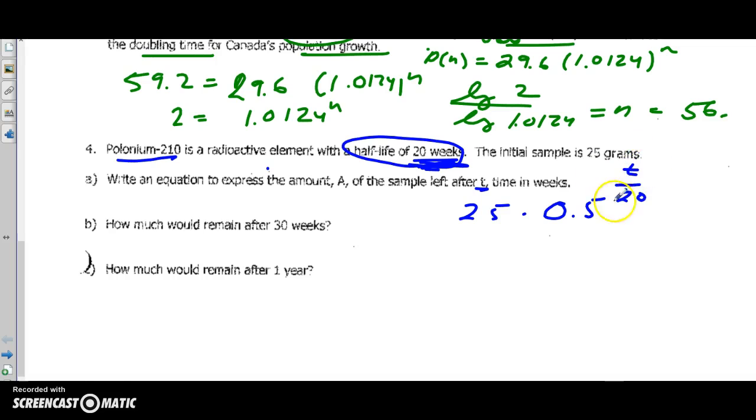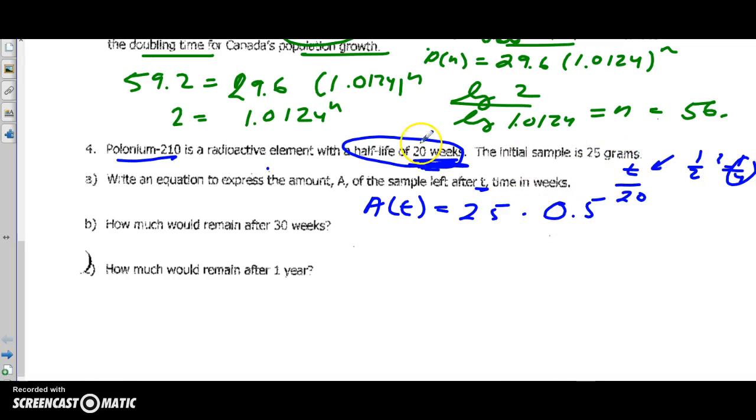And think about this. If I sub in 20 as my t, so in 20 weeks, 20 divided by 20 is 1, and then I take 25 and multiply it by 0.5. If I had 40, for example, 40 is 2 half-lives, which means I go from full amount to half to a quarter. Well, 40 divided by 20 is 2. 0.5 to the power of 2, or 1/2 to the power of 2, is equal to 1/4. So that makes sense also. Then I end up with a quarter of my initial amount.